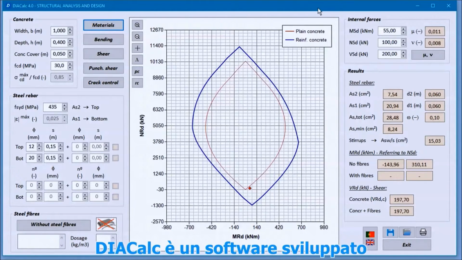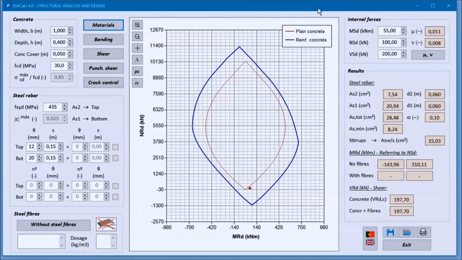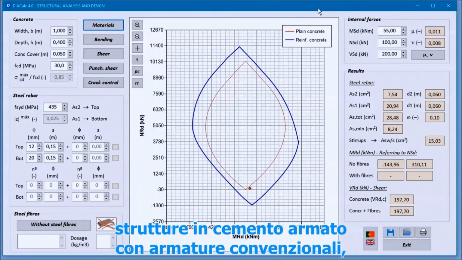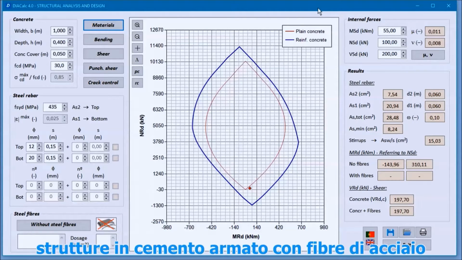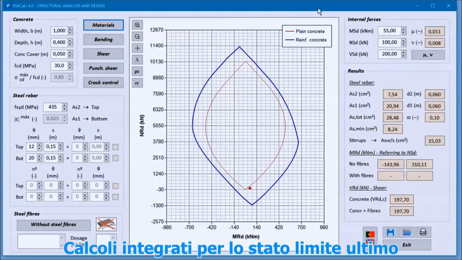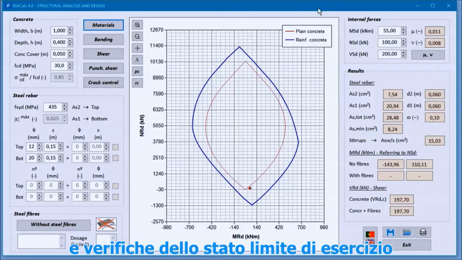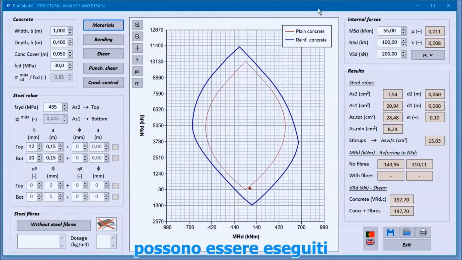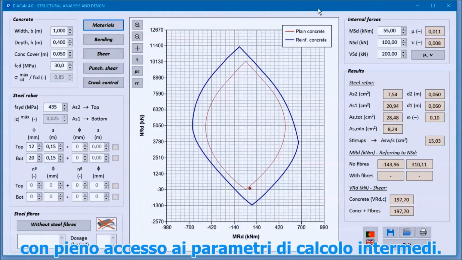DIACalc is a software developed for analysis and design of concrete structures. It is suitable for plain concrete, concrete structures reinforced with conventional rebars, concrete structures reinforced with steel fibers, and concrete structures with combined reinforcement, meaning rebars plus steel fibers. Integrated calculations for ultimate limit state and serviceability limit state verifications can be performed with full access to intermediate calculation parameters.